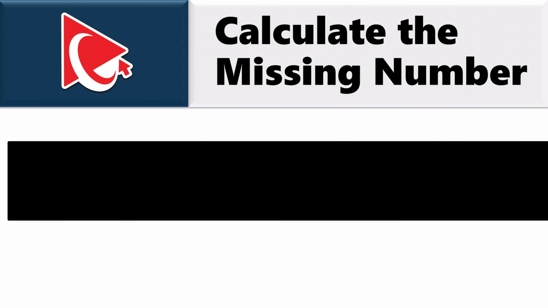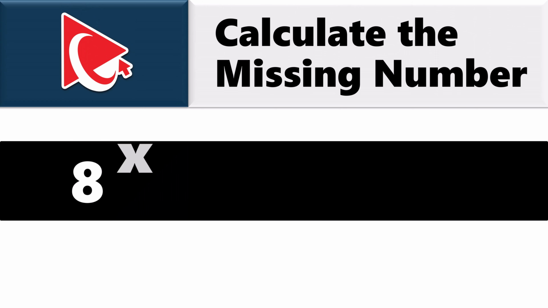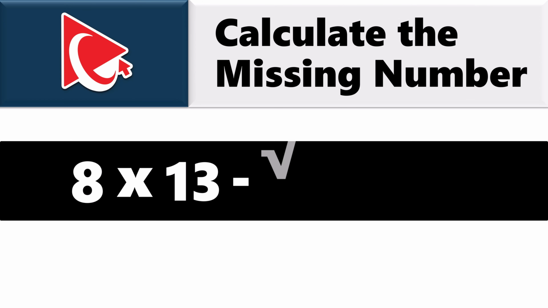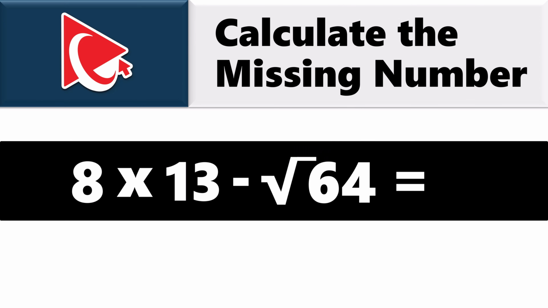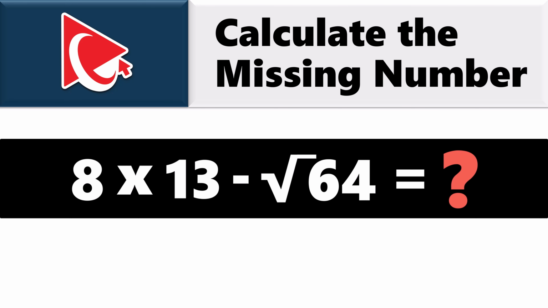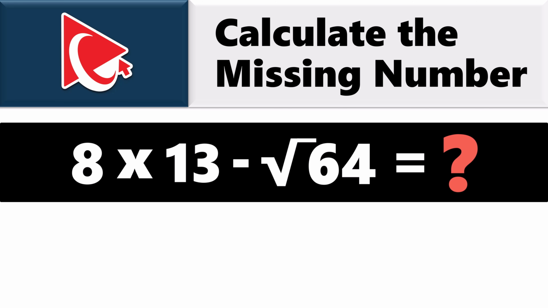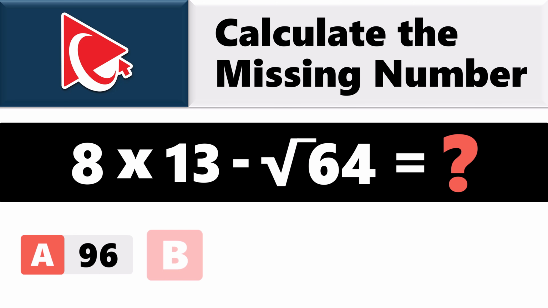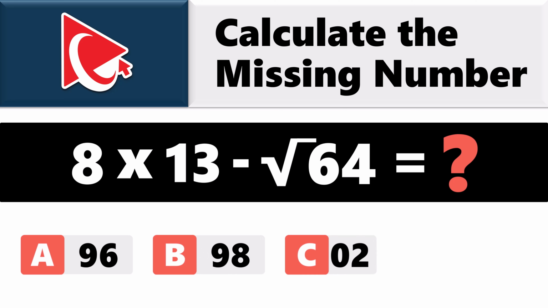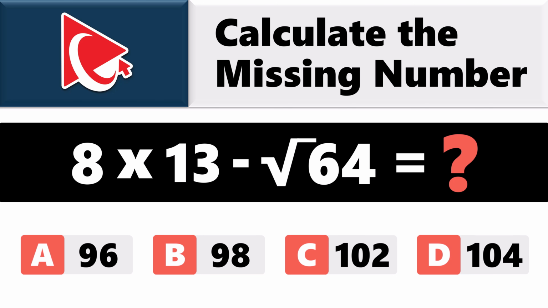You are presented with the equation 8 multiplied by 13 minus square root of 64, and you need to calculate the result of this expression, which should be selected out of 4 possible choices. Choice A, 96, choice B, 98, choice C, 102, and last but not least, choice D, 104.